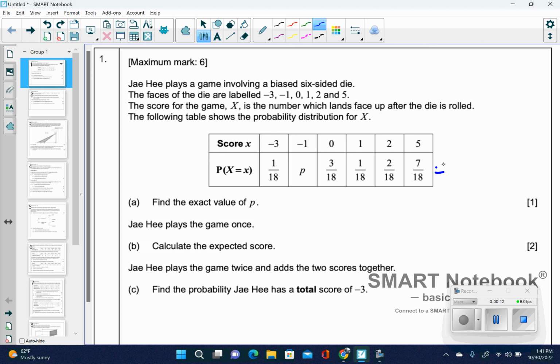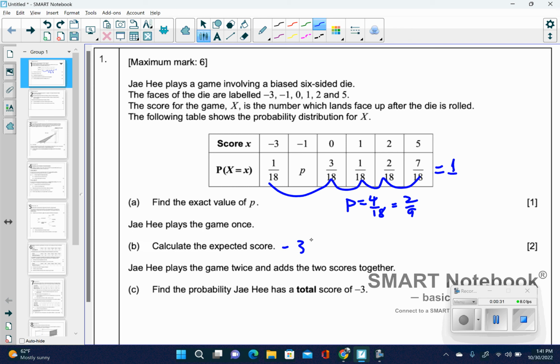For the exact value of P, remember that all of these probabilities have to add up to 1, which is 100%. So if you add up all these numbers right here and subtract it from 1, you're going to get that P is equal to 4 out of 18, which is the same thing as 2 out of 9. Okay. Calculate the expected score.